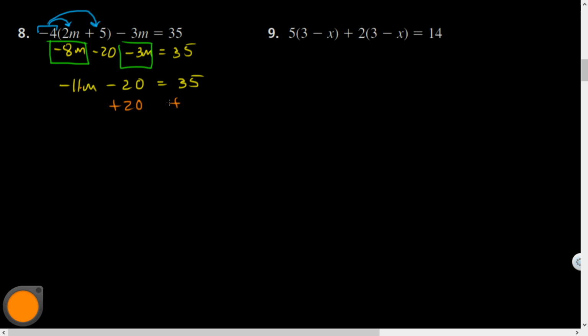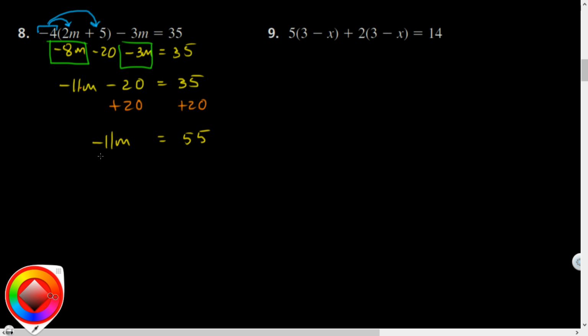Add 20 to both sides. And notice when I say both sides, I'm always referring to both sides of the equal sign. I have seen students do this before where they'll be like plus 20, plus 20. That is super illegal. You just added 40 to one side and 0 to another. Okay? So when I say both sides, I mean both sides of the equation. So let's see, I'll have negative 11m is equal to 55.